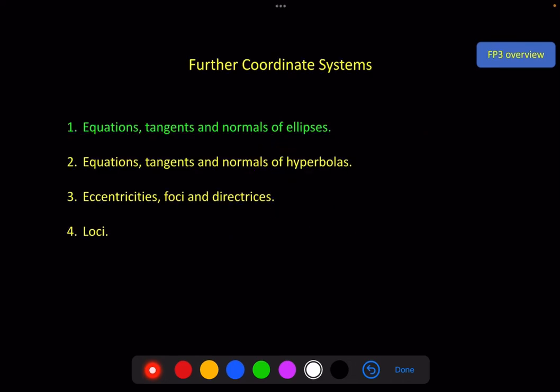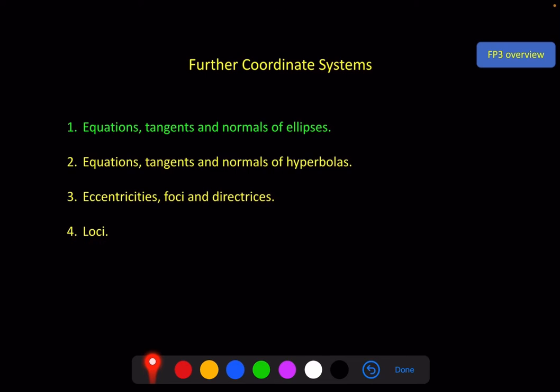An overview of that, we're going to look at ellipses first, their equations, how to find their tangents and normals. Then we'll do the same for hyperbolas. Then we'll look at eccentricities, foci and directrices, and finish off with the problem-solving section on loci.